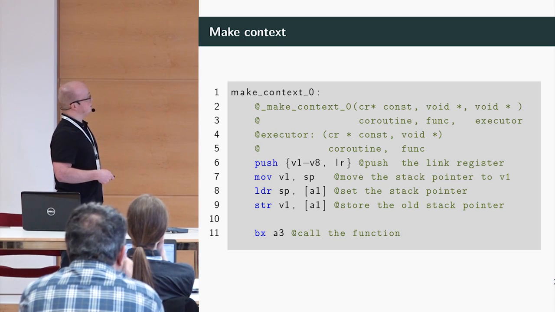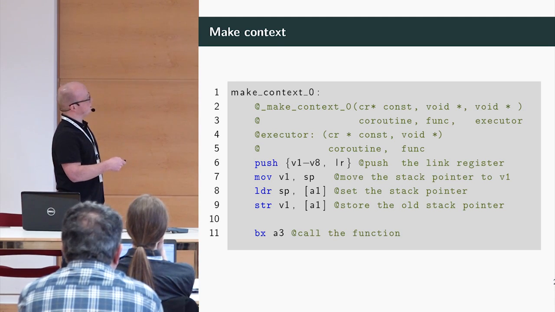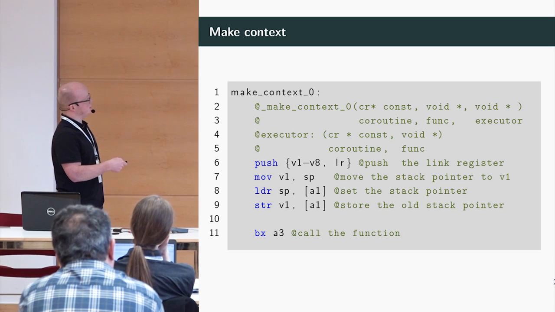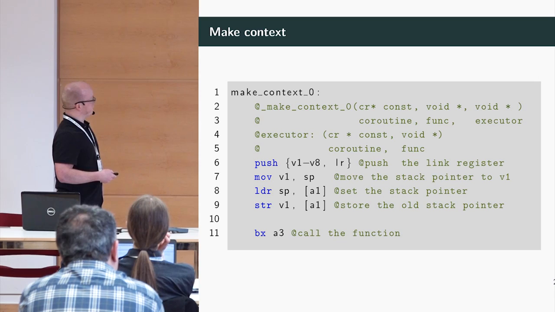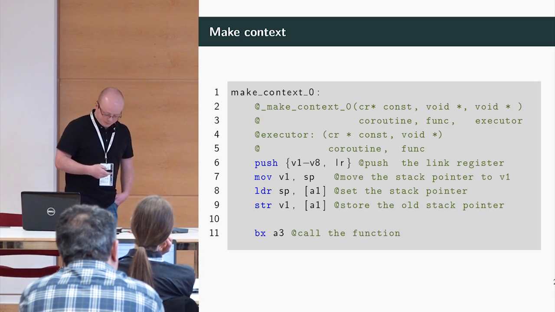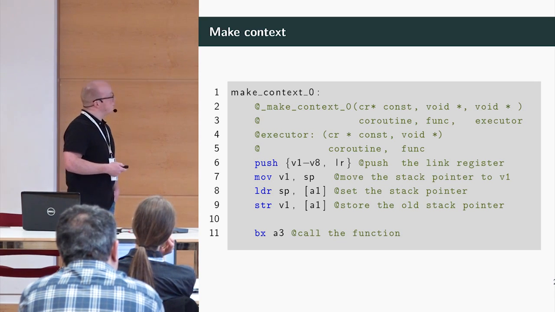Now we don't need to touch the argument registers because they're in place. So you have A1 here, and you have A2 here and here. So we just pass them through. A3 is ignored by the executor, so it works. Rather short, actually. All right. Now once we have that done, we're in the coroutine.